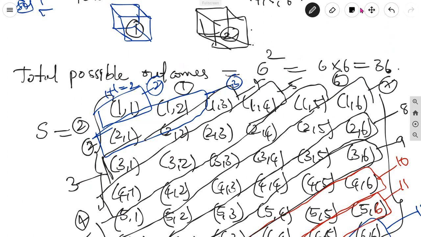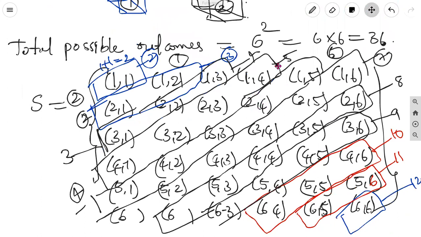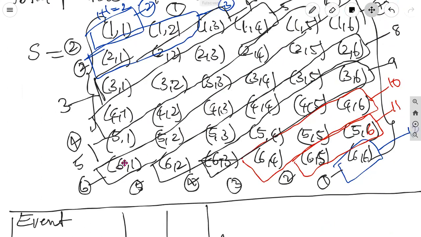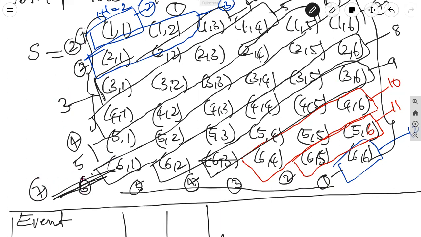Sum 6, possible outcomes are 5. Sum 7, possible outcomes are 6. This is the maximum. Then again decreasing 5, 4, 3, 2, 1. Here 1, 2, 3, 4, 5. If the sum is 7, then it is the maximum possible outcomes. Then it is in decreasing order.